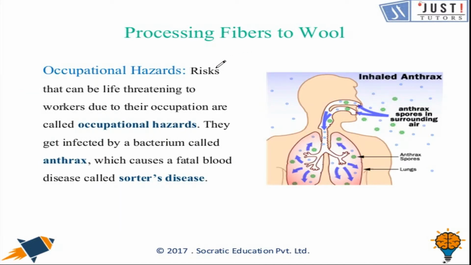Now, this is a very important part: occupational hazards. Workers in the wool industry have to face occupational hazards. Now, what is an occupational hazard? It is a risk that can be life-threatening to workers due to their occupation. They get infected by a bacterium called anthrax, which causes a fatal blood disease called Sorter's disease. So the workers who are working in fiber factories or in such manufacturing companies need to be very careful while working with them, because this anthrax bacteria may enter their body and be a cause of this Sorter's disease.